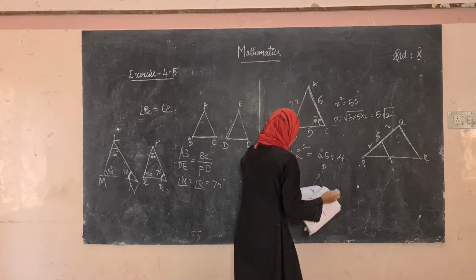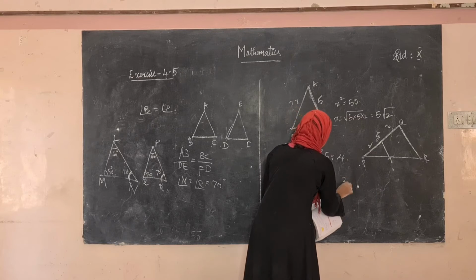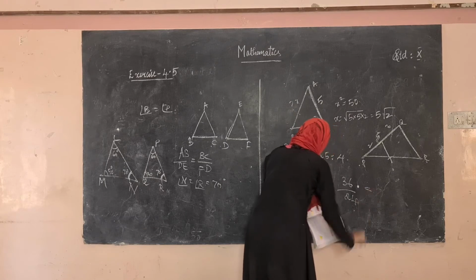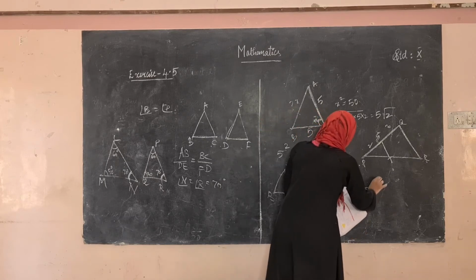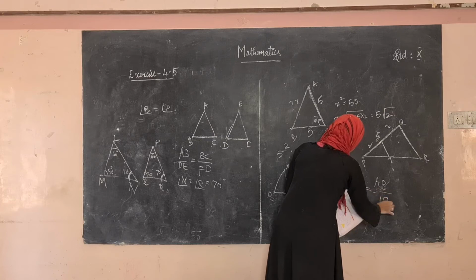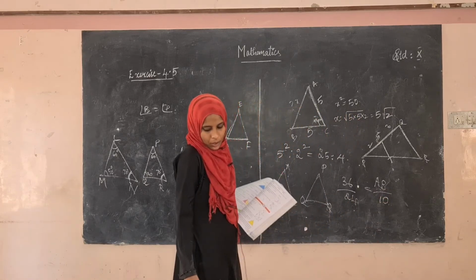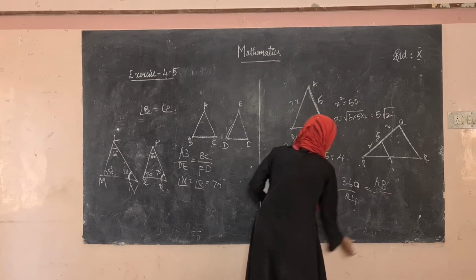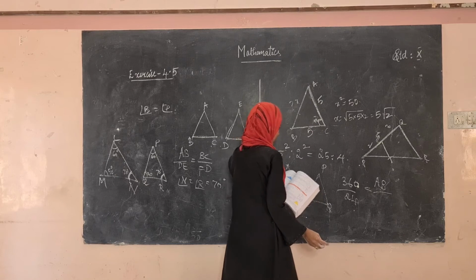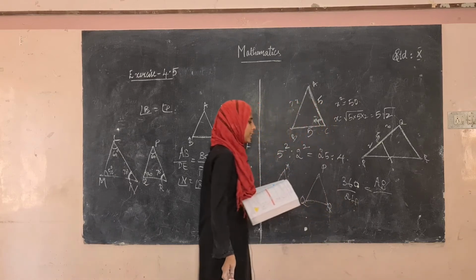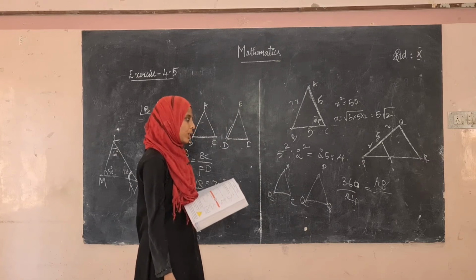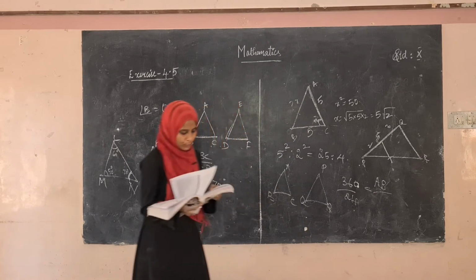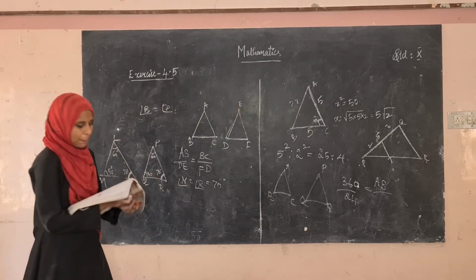But for the perimeter, the ratio of the perimeters is equal to the ratio of the corresponding sides. So what is the perimeter for ABC? It is 36. And what is the perimeter for PQR? It is 24, which is equal to AB divided by PQ, and PQ is 10. So 360 divided by 24. 24 into 15 is 360. Therefore, AB is equal to 15 centimeter. The option is 4.